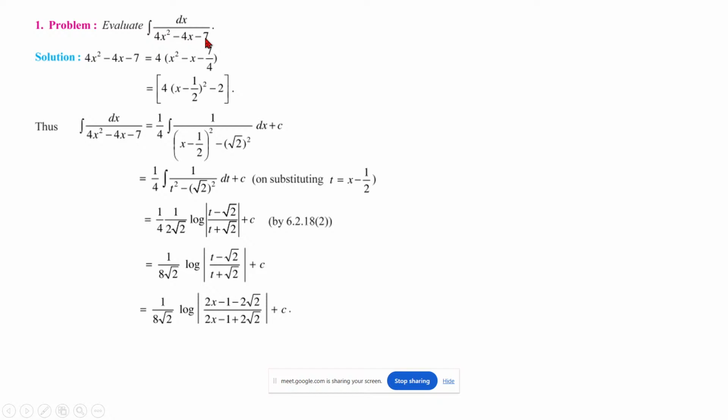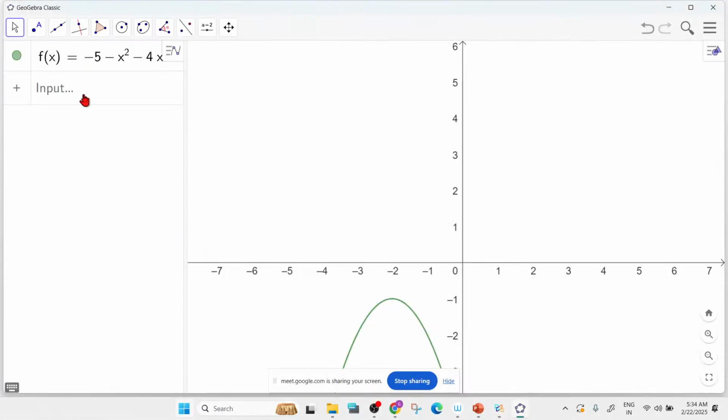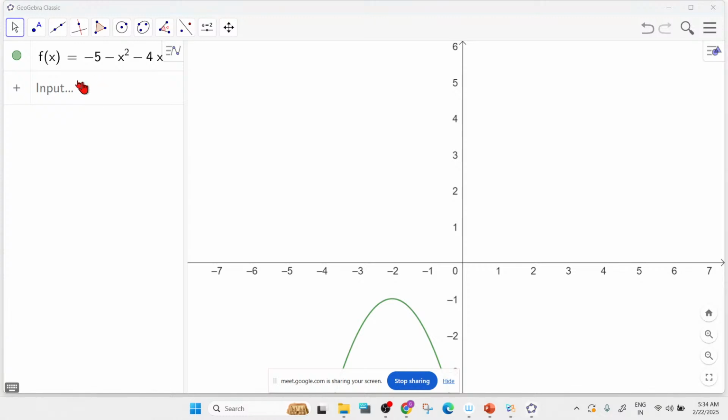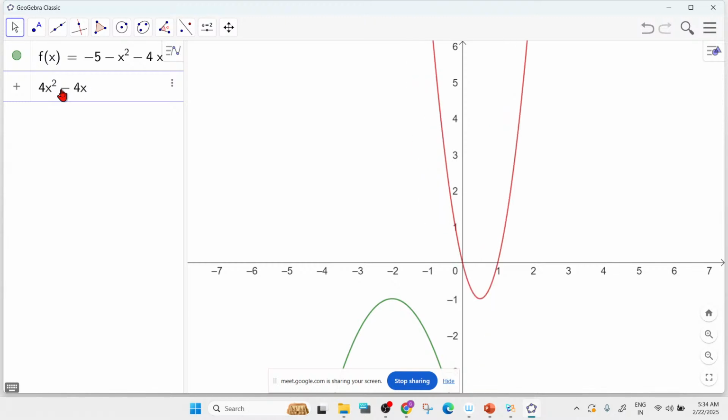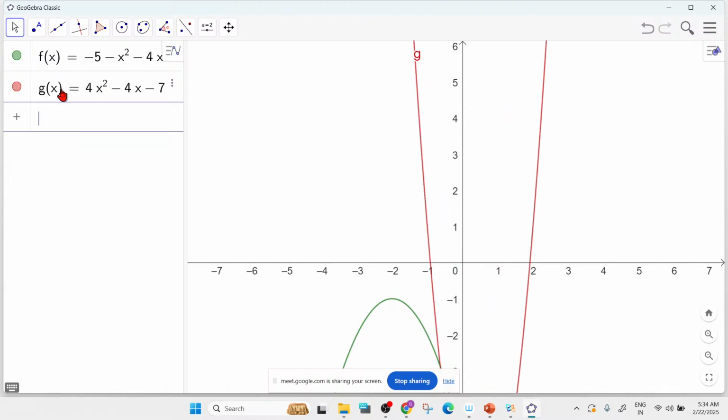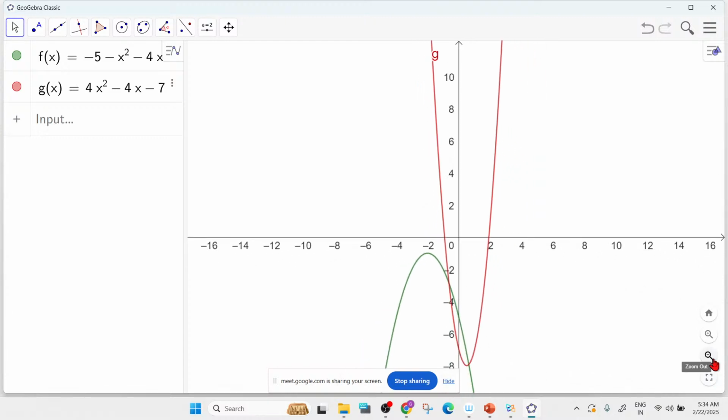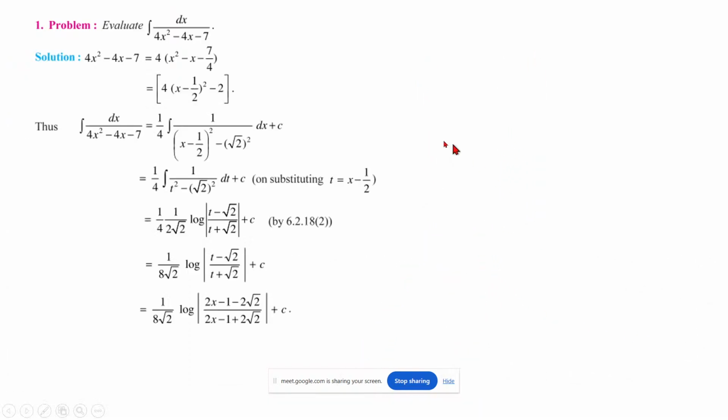You can always convert anything, right? As long as this is any parabola, you can always convert it. Basically, what you are saying is 4x square minus 4x minus 7. Let me draw the graph of this also. 4x square minus 4x minus 7, right? This is the parabola, the red one.